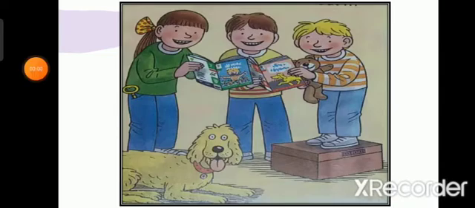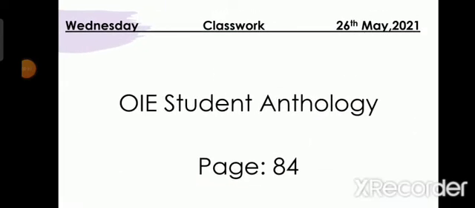Okay? So open up your student anthology, page number 84, and write day, date, and classwork. As you can see on the screen, today it is Wednesday, 26th May 2021. In the middle, you will write classwork. And please don't write on the green strip that is at the top of the page. Under the green dotted strip, draw a line with your scale, then write day, date, and classwork. Then it will be easy for me to read it. Okay?